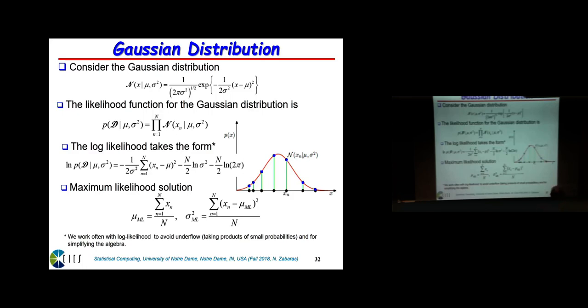I mentioned already that the MLE estimate is the same as least squares, okay? But then we indicated all the problems of least squares, okay? So let me actually show you this, okay?